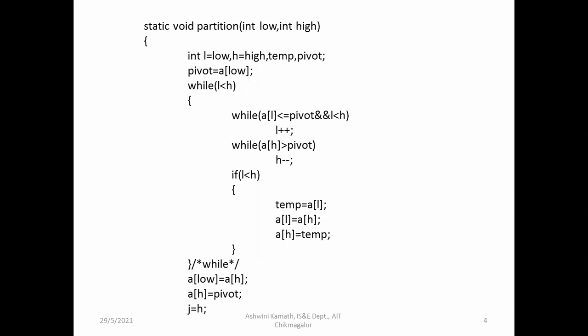Then J is equal to H. So J is a global variable which holds the position of the pivot element. J is equal to H. Okay, this is about the partition function.